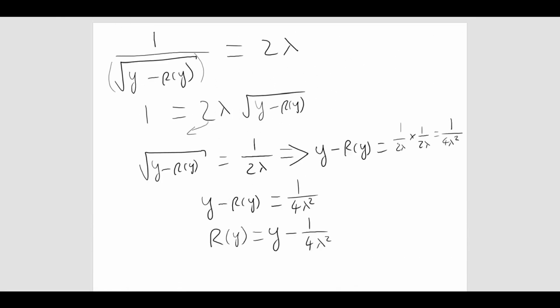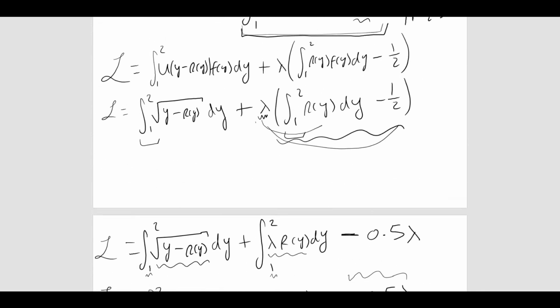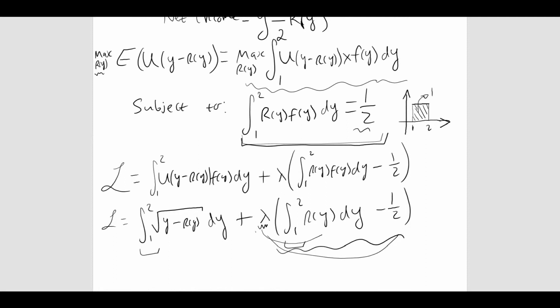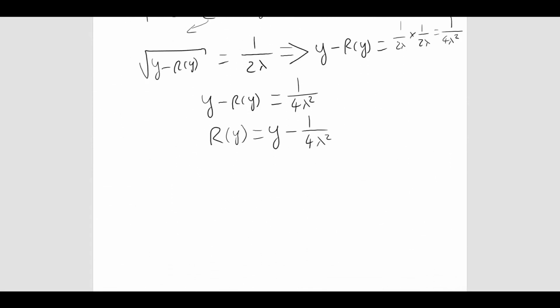So we need to remember the side constraint, and that was just that the expected return for the government would be 1/2 in terms of this scale that we've used. So I need the integral from 1 to 2 of r of y f of y dy to equal 1/2. But because it's a uniform distribution, f of y is just 1, integrated over the whole domain. So I just want the integral from 1 to 2 of r of y to be 1/2, or 0.5.